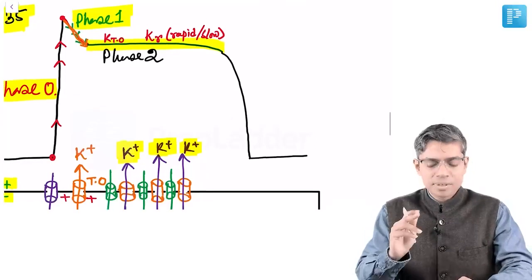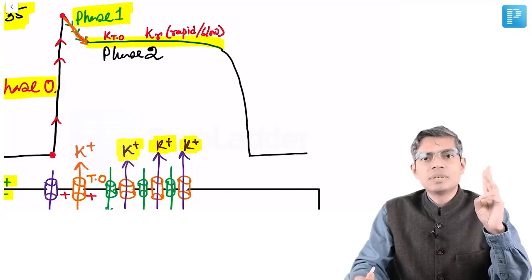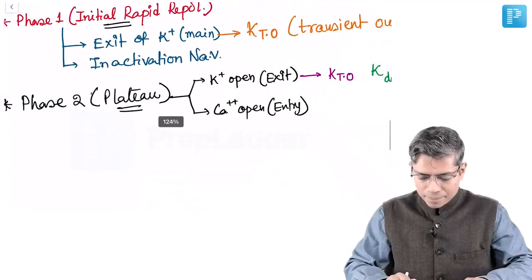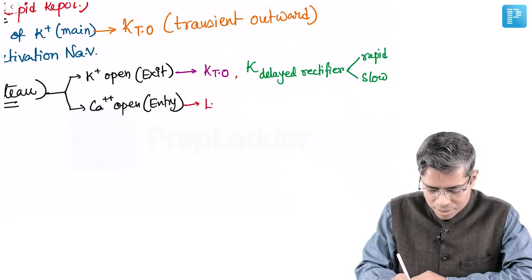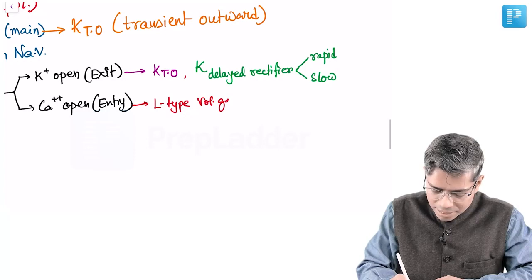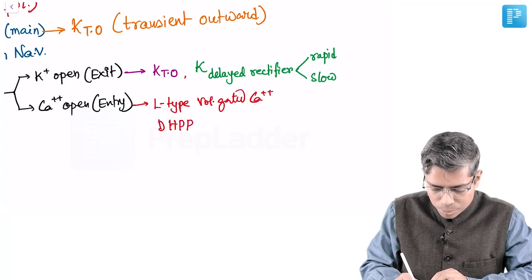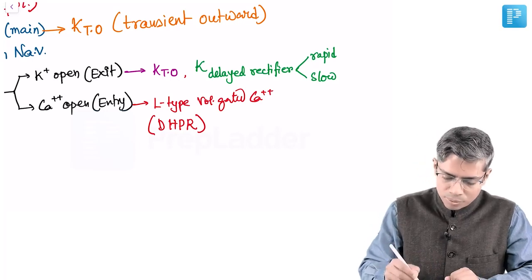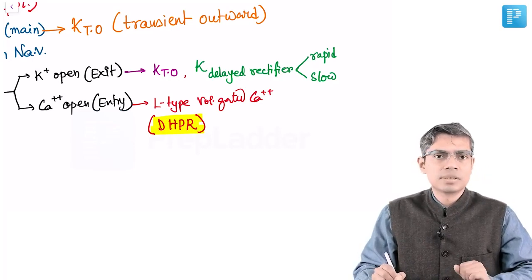That means during phase number 2, 3 different types of potassium channels are open. That is Ito, the rapid variety of delayed rectifier potassium channel, and the slow variety of delayed rectifier potassium channel. Please note down, that is the potassium channel variety. Now for calcium, if I ask you which type of calcium channel is open during phase number 2, your answer is the L-type voltage gated calcium channel, which is also known as the DHPR channel, the dihydropyridine receptor channel. And all of you know from your pharmacology knowledge that this is the channel which is blocked by verapamil and similar groups of drugs.